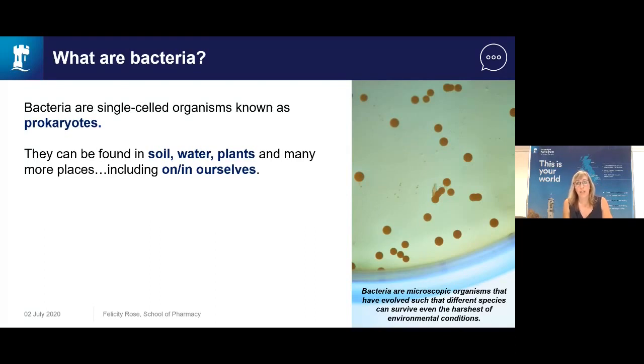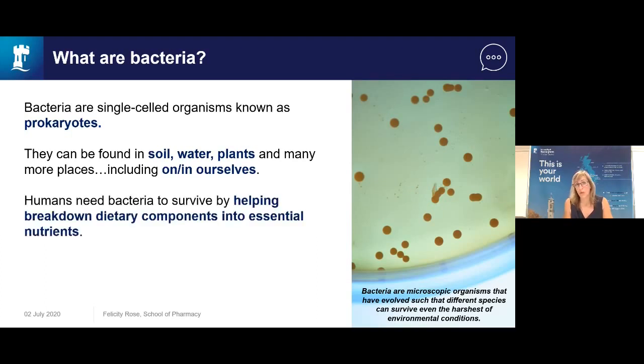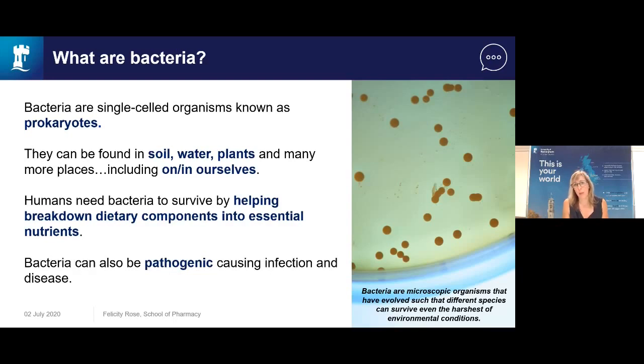We can find bacteria in our gut, on our skin, and up our nose. And they're really important to us. We live in a symbiotic relationship with them. They help us break down our food and produce nutrients that we can use for our daily needs. However, some bacteria can make us feel ill, and these bacteria are known as pathogens. So they can cause infection and cause disease.